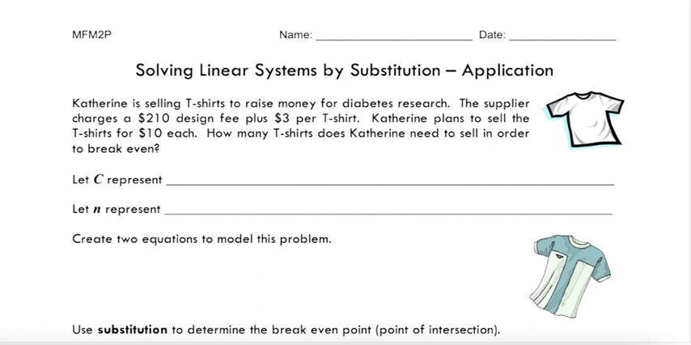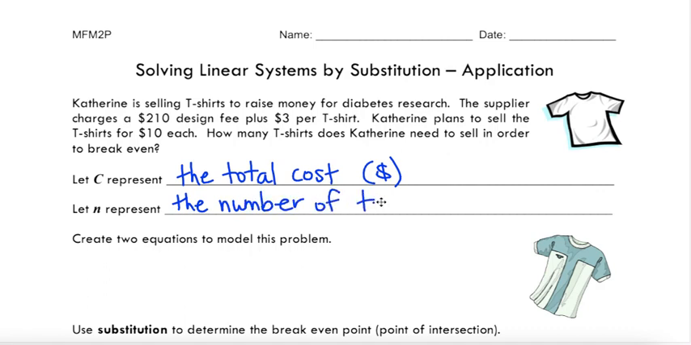Anytime we have an application type question, we have to come up with our variables. So in this case, we're going to let C represent the total cost. And we can specify that we're doing it in dollars, or you can leave that part out. We're going to let N represent the number of t-shirts. Once we've defined our variables, it's important for us to create an equation.